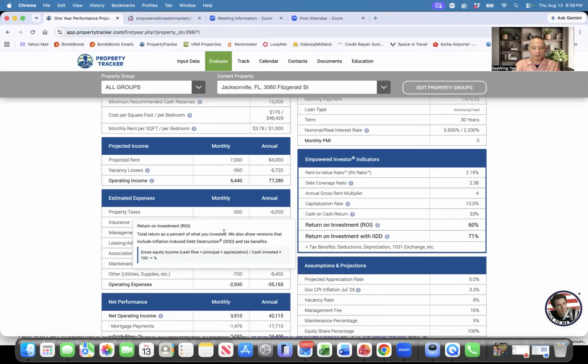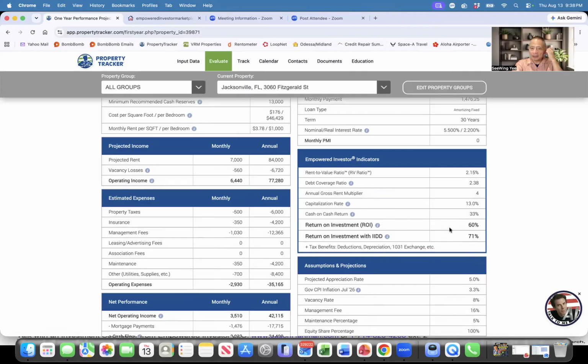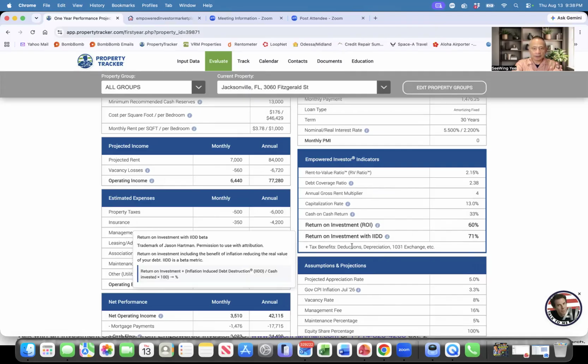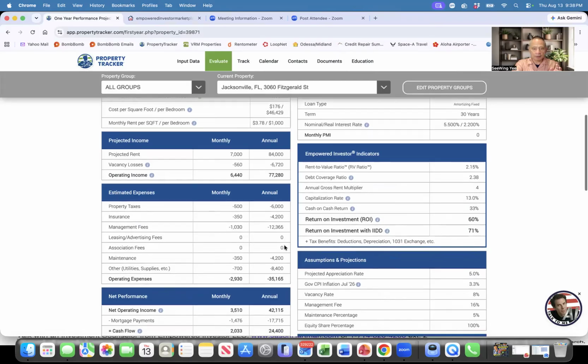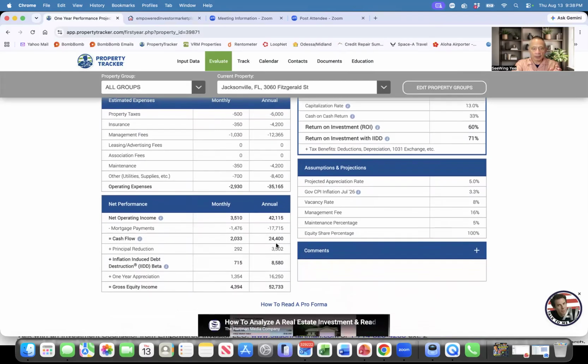So the return on investment at the end of the first year is 60%. Isn't that huge? Now, how do you arrive at this number? You add the annual net cash flow right here. You add the principal pay down, which is 3,502. You still get a little bit of principal pay down from the tenant. The tenant is going to pay down all your debt for you, and your expenses.